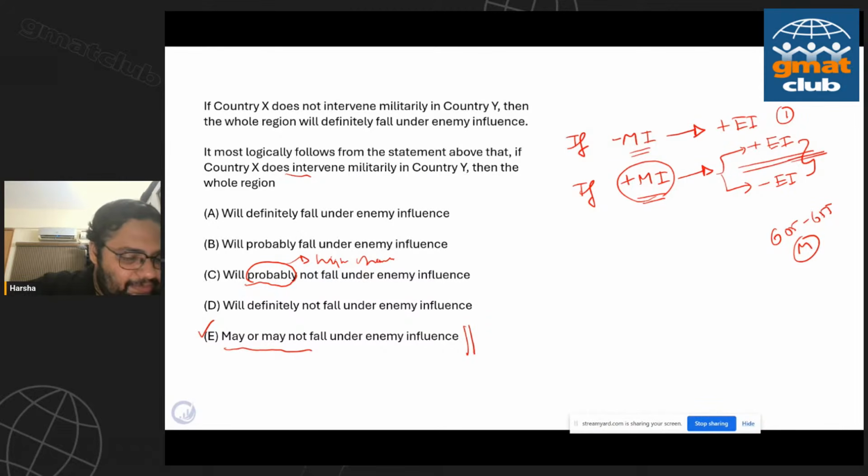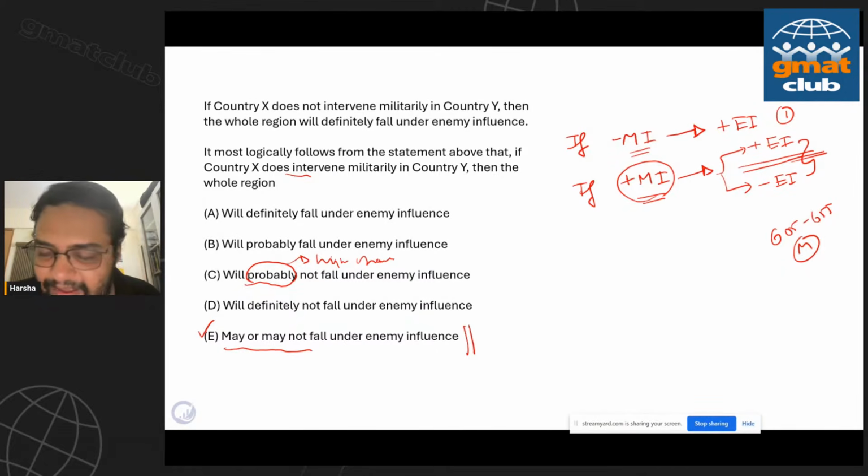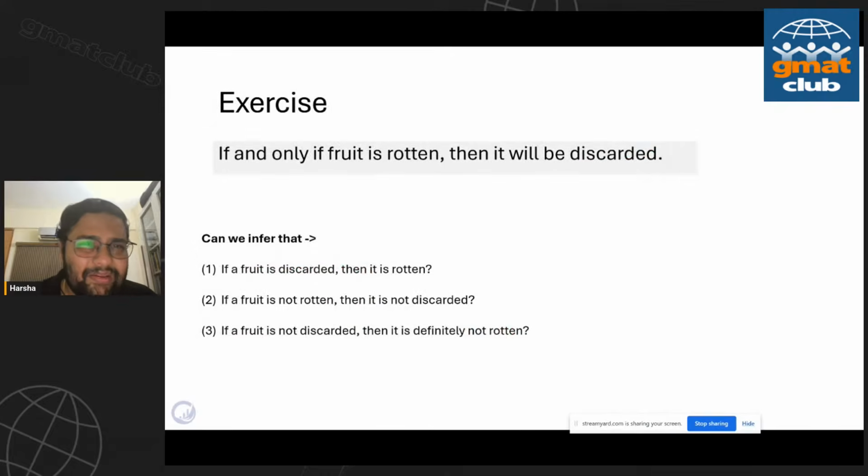Maybe it falls under enemy influence, maybe it does not. God knows. Let's see. So it may or may not fall. Right? This is the right answer. Like 55%, 54% kind of accuracy if you go and check this. Right.